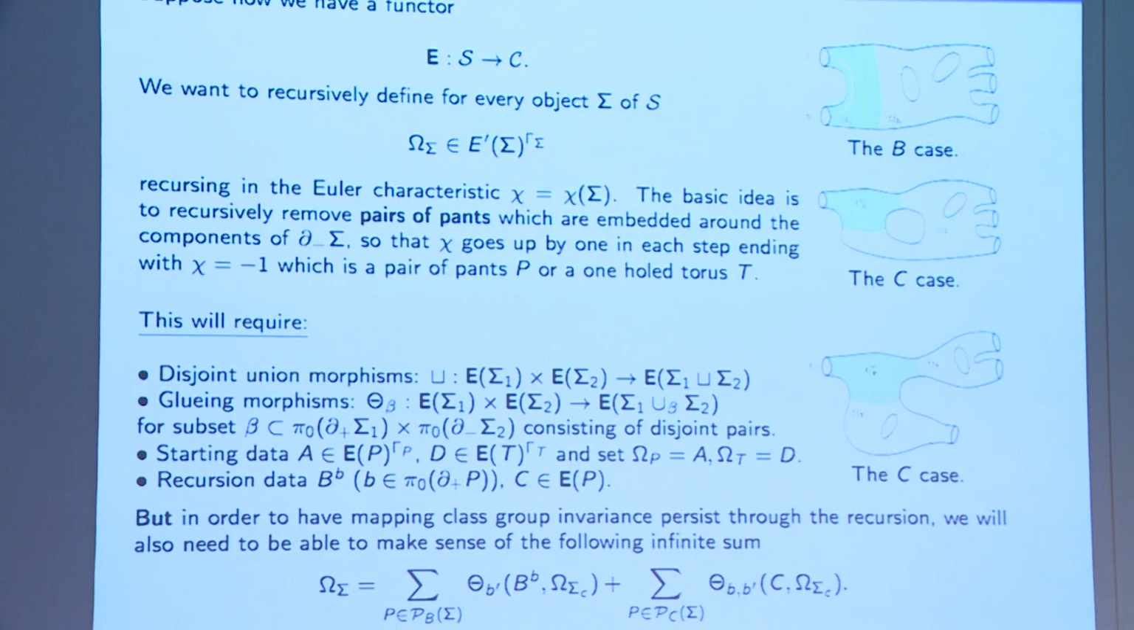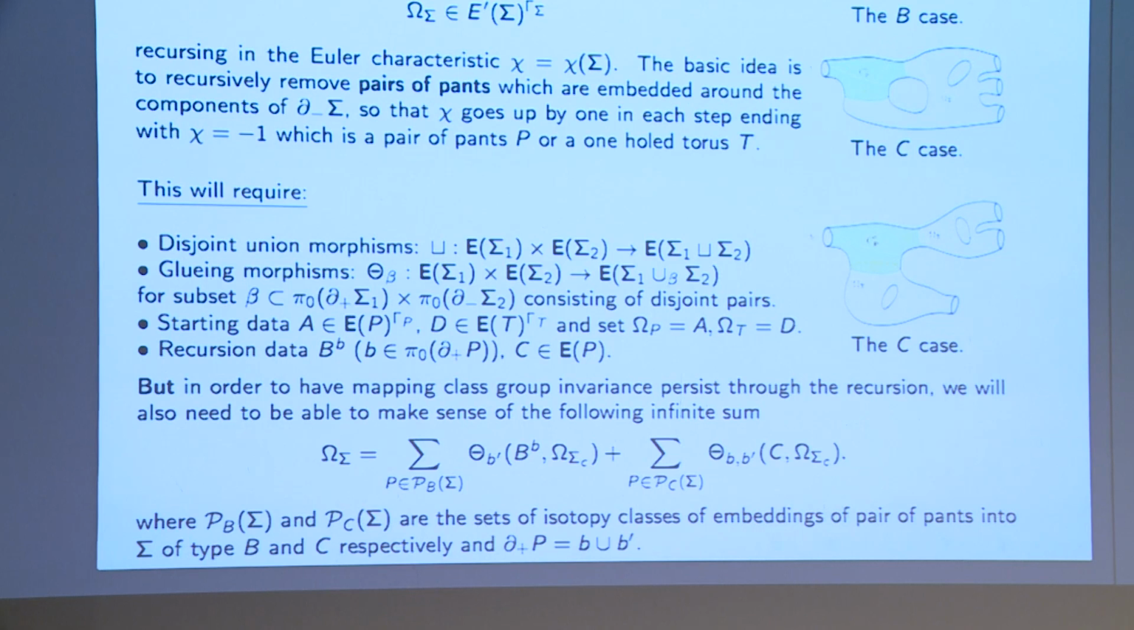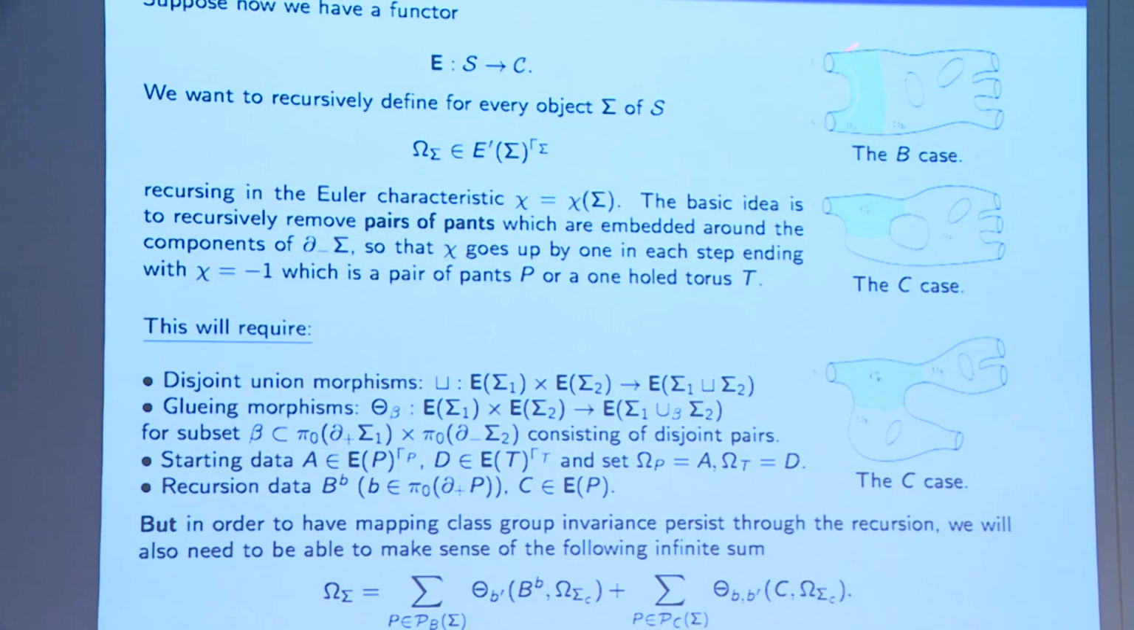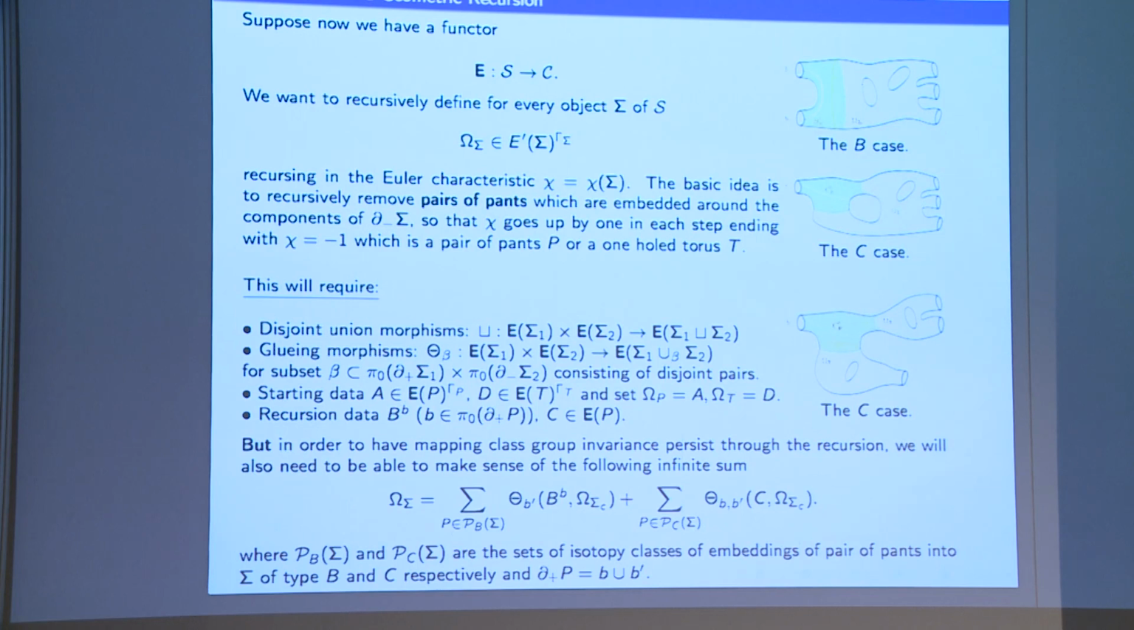And then I need recursion kernels, so these are just elements also in the vector space for a pair of pants, both B and C. And B depends on a choice of one of the boundaries on the pair of pants that goes to the other one. Suppose this is the minus boundary, then the pair of pants has to have its minus boundary go here, but then the pair of pants has two out boundaries, and I can decide whether it's one or the other that goes to this boundary here. So therefore, I have two copies of B, okay?